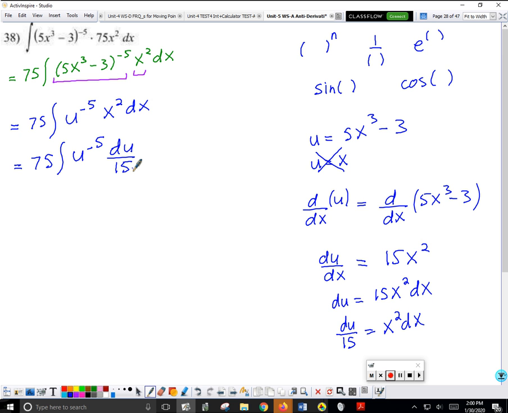Okay, the goal has been accomplished. We started with an antiderivative problem that was complex, involving x. We have an extremely simple antiderivative problem that uses u instead.